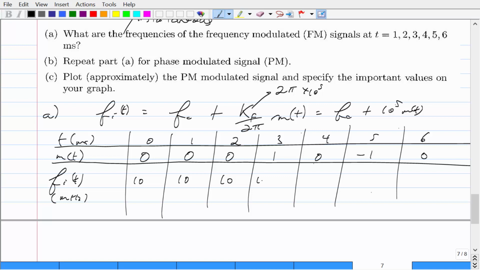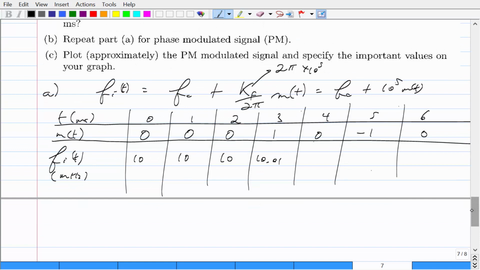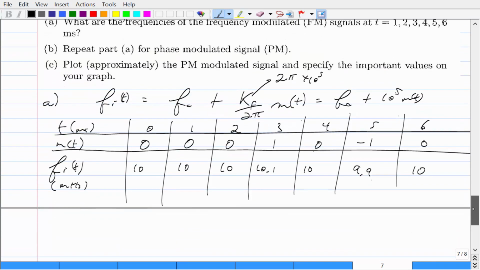Actually, no, 10 to the 5 is 100,000, sorry. So it's actually 10.1 megahertz. It goes back down to 10, and then at minus 1, you go fc minus 10 to the 5, which becomes 9.9. And then back at 0, we get 10. So that's what's happening here. For any points that are 0 for the message, they stay at 10, and when the message signal goes up to 1, you go up to 10.1, because 10 to the 5 is actually 100,000. 0 becomes 10, and then minus 1, 9.9 again, and so on and so forth.